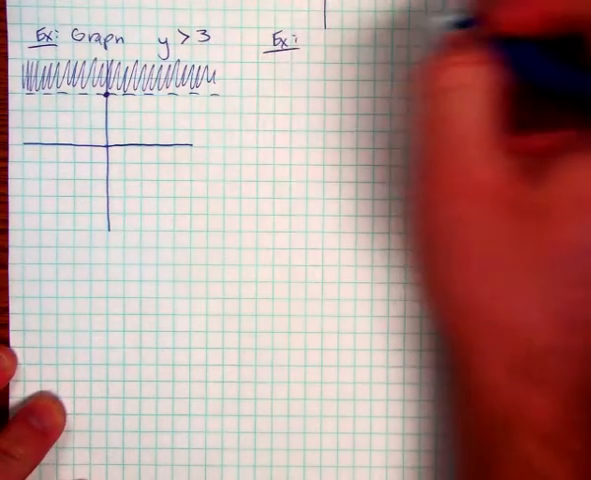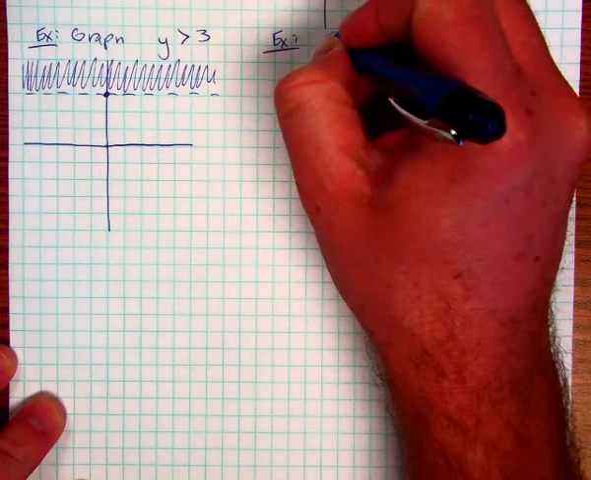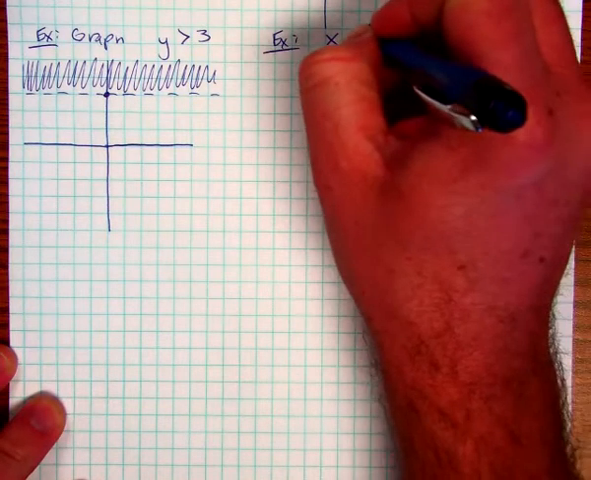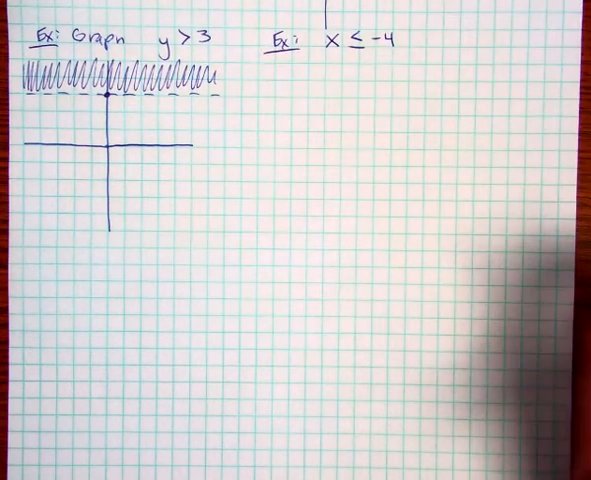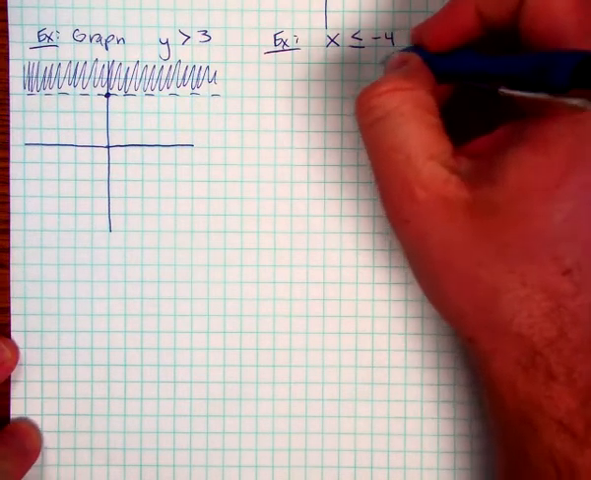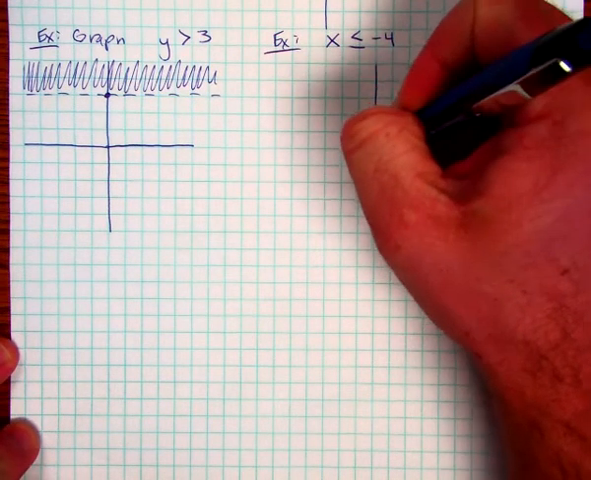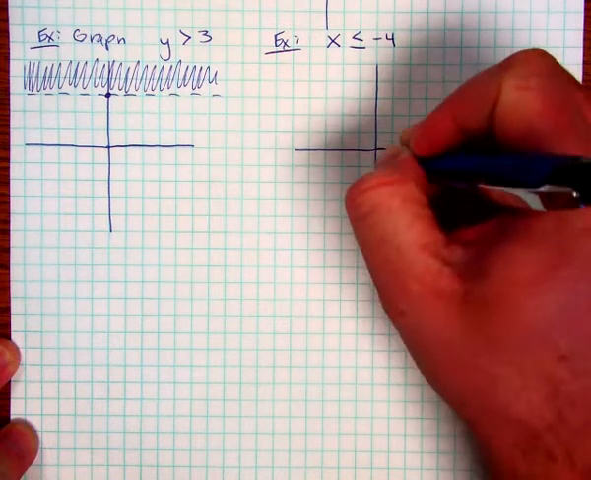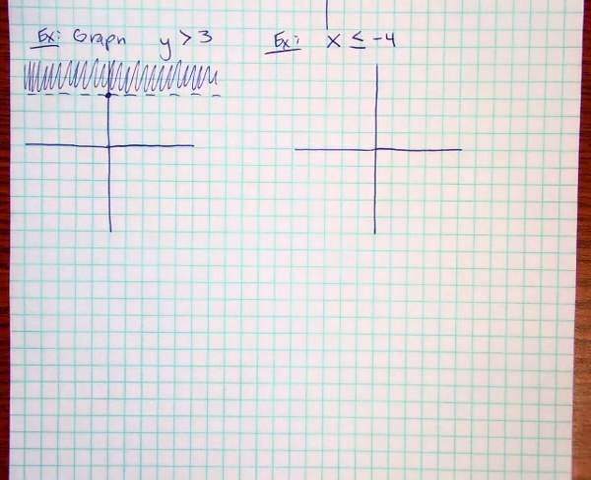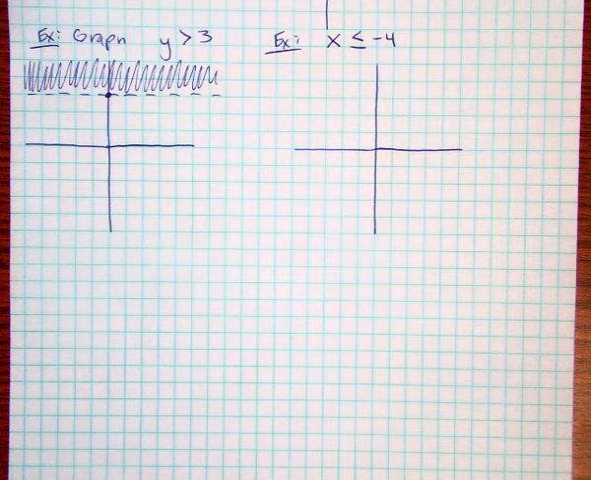What is a little more difficult is what about if it's an x instead of a y? Let's do x is less than or equal to -4. I'm going to make another graph that's 5 in every direction. Please pay close attention to this one because it is going to seem slightly different at the end when we do our graphing.